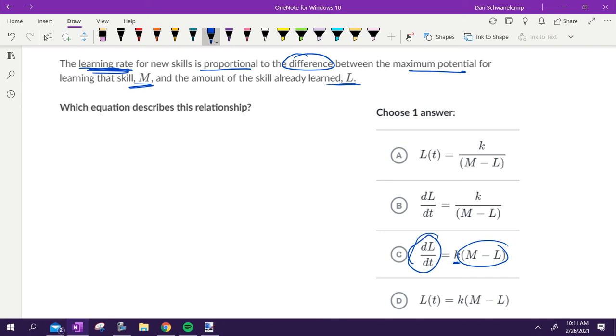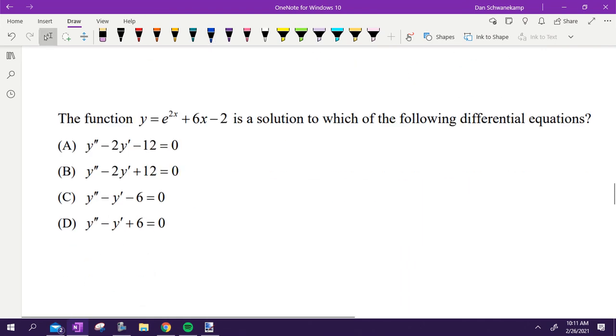That's why it's C. It's got to be the rate. D isn't a rate, it's an amount. Okay, so we want to make sure we have a rate there. A weird question, but just understanding what's happening. Next one is a good one. See if you can think about it.